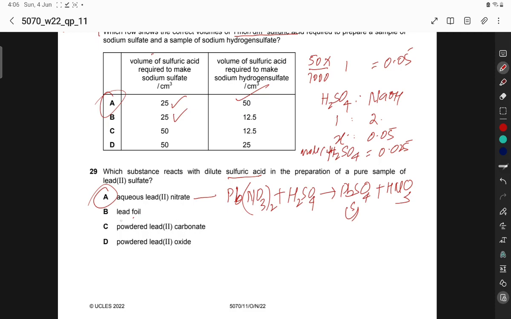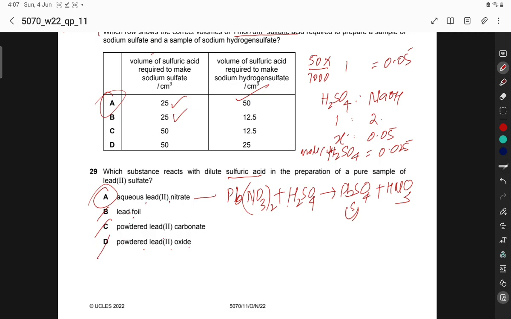Lead foil directly cannot react with sulfuric acid because it forms a coating of precipitate on the lead. So it is not used to prepare lead(II) sulfate. Powdered lead(II) carbonate, when reacted with sulfuric acid, forms the same coating like lead foil. Powdered lead(II) oxide also gives an incomplete reaction with sulfuric acid. Immediately a precipitate is formed which hinders and stops the further reaction.